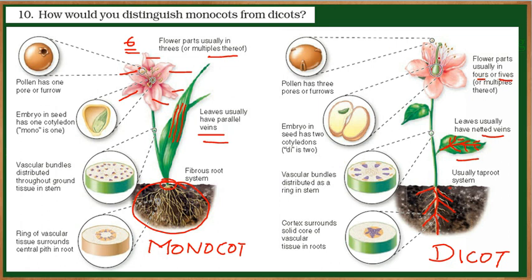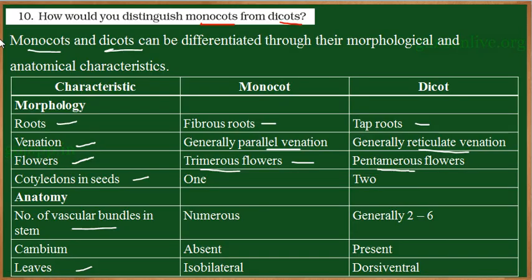So in this plant we can see there are 5 petals. So there are multiples of 5. So this is about petals. Even the sepals will be 5. And the next difference is between the cotyledons.